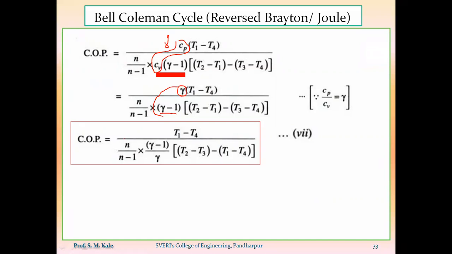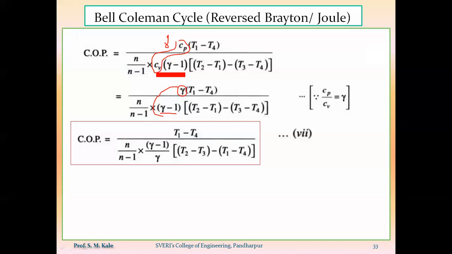So this is the formula for calculation of COP of Bell-Coleman cycle when one or two, that means either compression or expansion or both the processes are following the polytropic law.